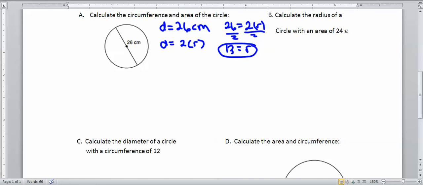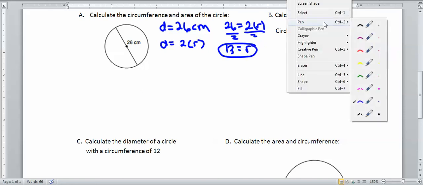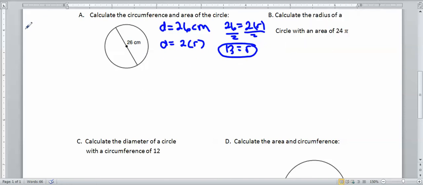Okay, and then I need to find the area. Remember my area formula is pi r squared. Now that I've got my radius, I'm going to plug that in. So area is equal to pi times 13 squared, and then simplify. So area is equal to pi times 169. Remember, I keep pi because it's exact, and I don't need to figure out what the decimal answer is for that. This is my final answer. Area is equal to 169 pi.